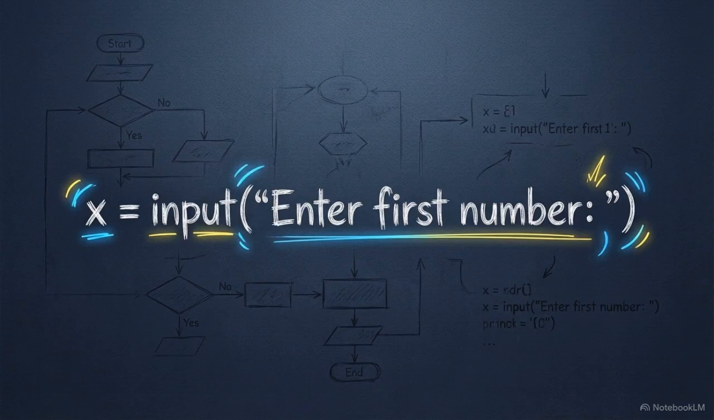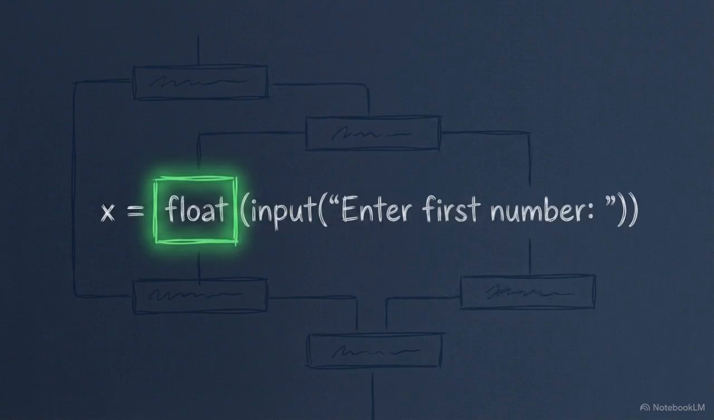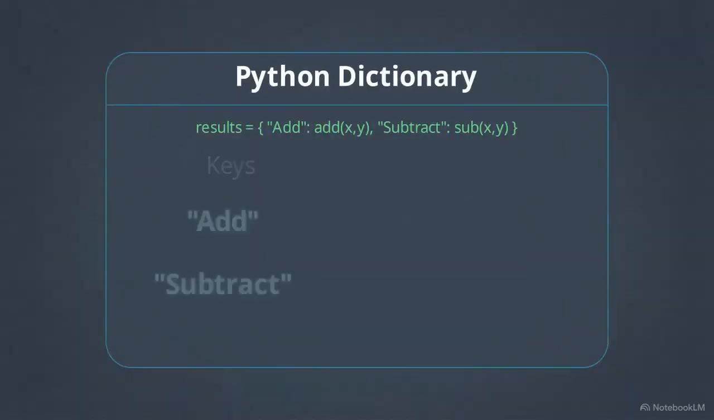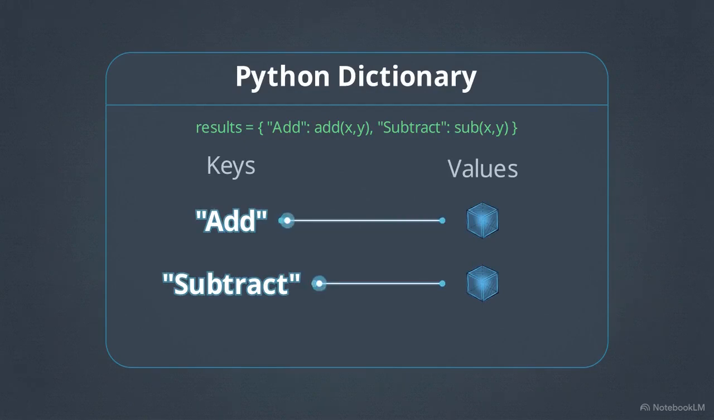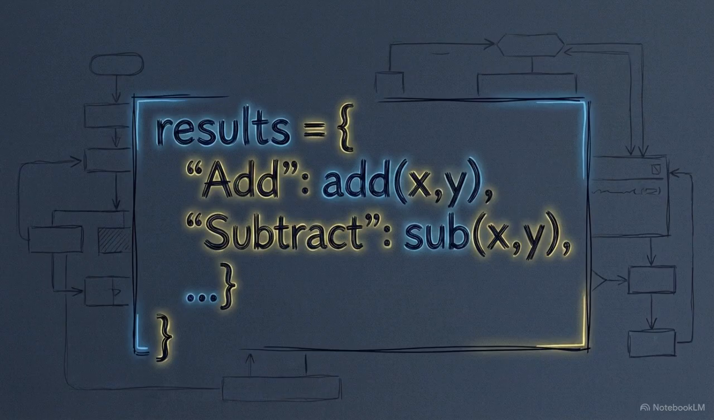To get our numbers, we use the input function. We wrap it in a float command to ensure the system treats the user's typing as a decimal number. We then use a dictionary. This is a structure that maps string labels, or keys, to specific values, or function results. We create a dictionary called results that stores the outcome of all 4 math operations at once.